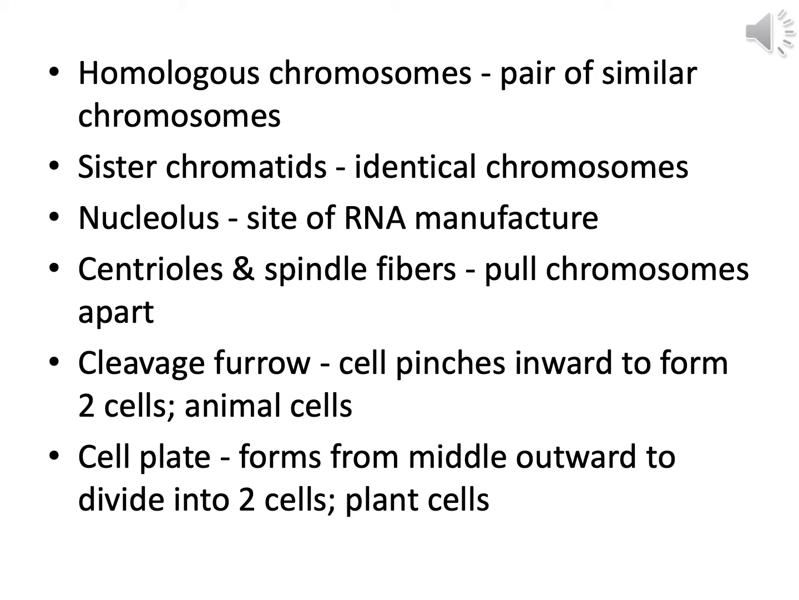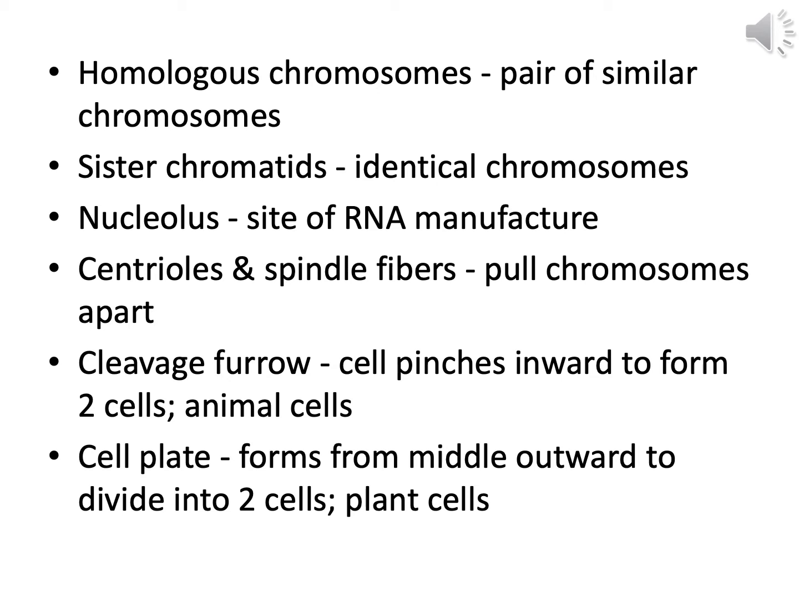Now they may not be exactly precisely the same. When we start talking about genetics, we'll talk about different alleles and how maybe mom has brown hair and dad has black hair. There would be similar chromosomes with the same sorts of genes, but not necessarily identical genes. Sister chromatids, however, would be some identical chromosomes.